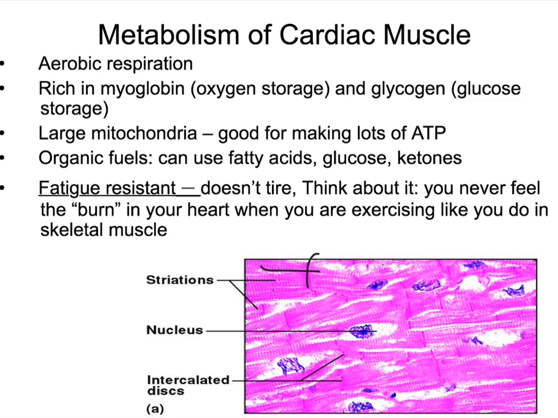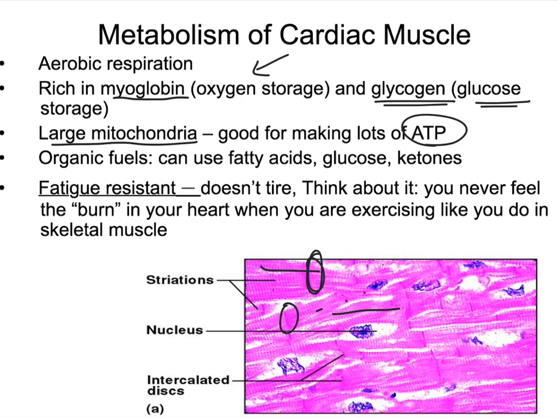Here's a slide. Here are the intercalated discs. Here's the striated muscle, and you can see it's branched. It has lots of myoglobin, which is important for oxygen storage. Glycogen is how we store glucose. The mitochondria in the cells are very large, so they're really good at cellular respiration and making lots of ATP so the heart can keep beating. Cardiac muscle cells can use fatty acids, glucose, and ketones to keep aerobic respiration going.